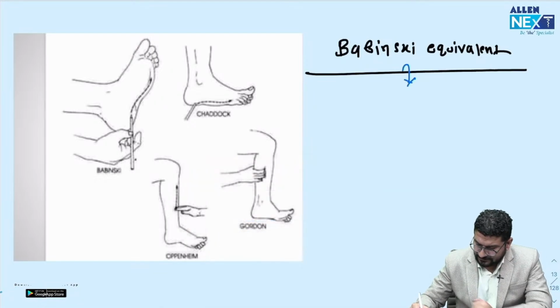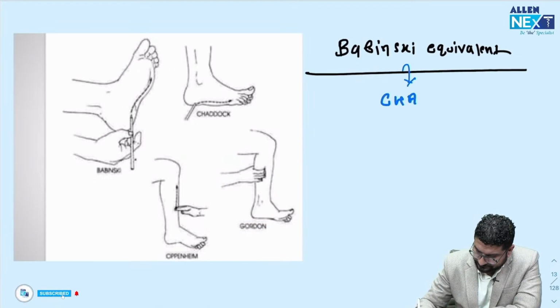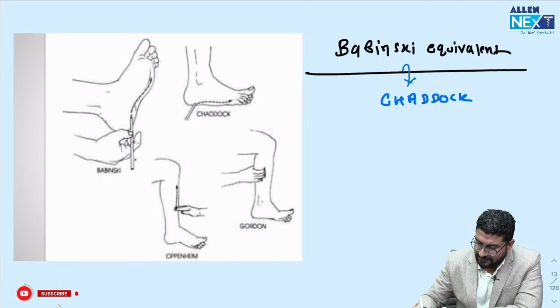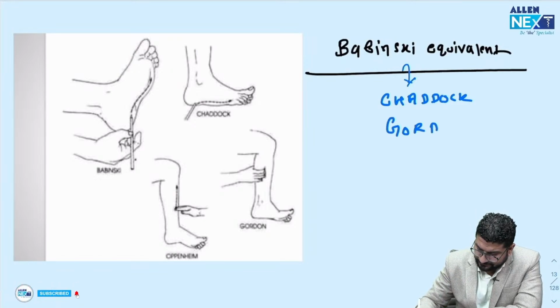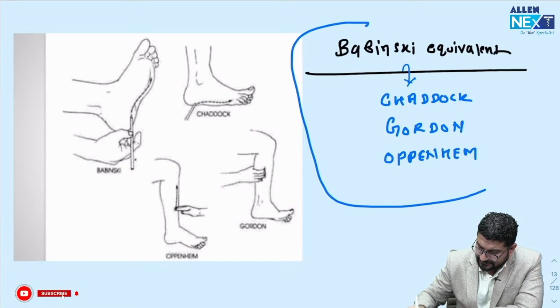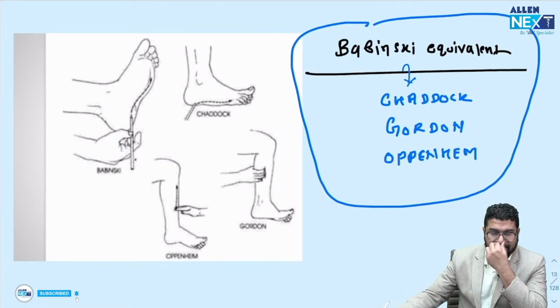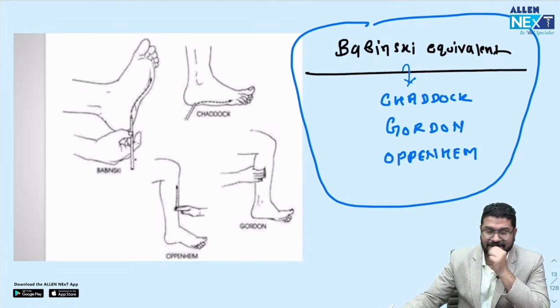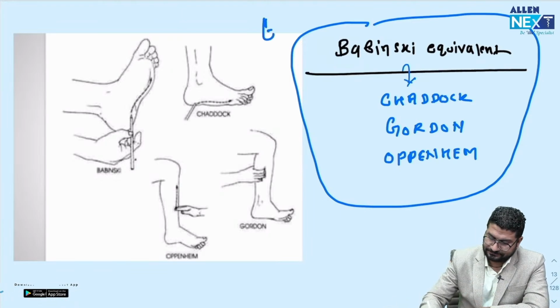These are the Chaddock sign: on the side part of the foot, you scratch with a pen or the pointed part of a knee hammer. Then we squeeze the calf muscle, we call this the Gordon sign. And sometimes we check the Oppenheim sign, that is over the tibia. These are what we call Babinski equivalents. So they can give you a few more images related to these signs, because Babinski they have asked already. So now this is the expected question.